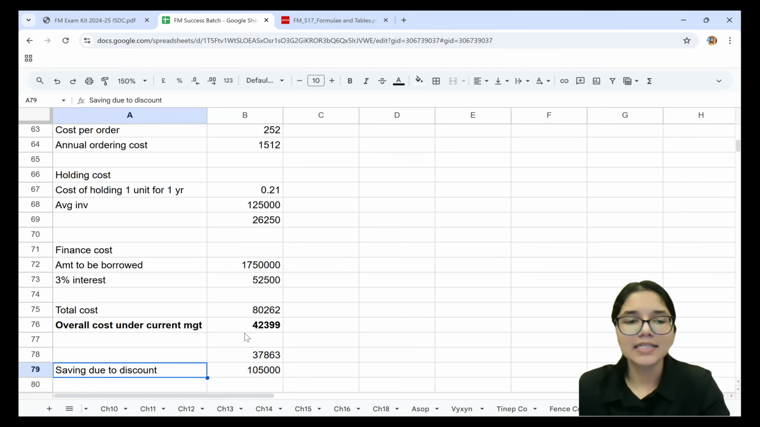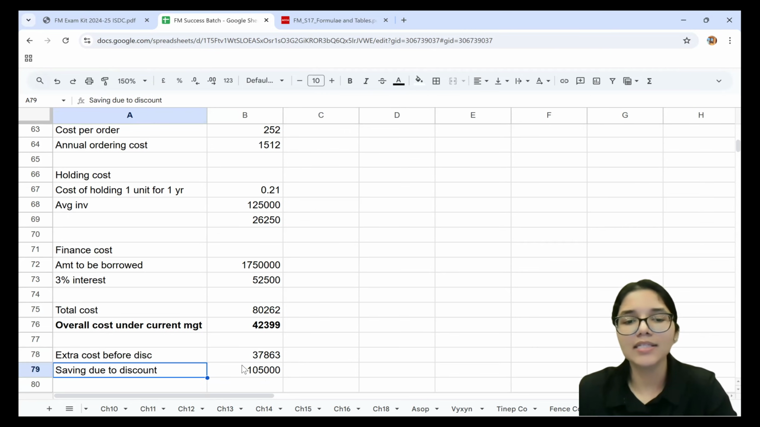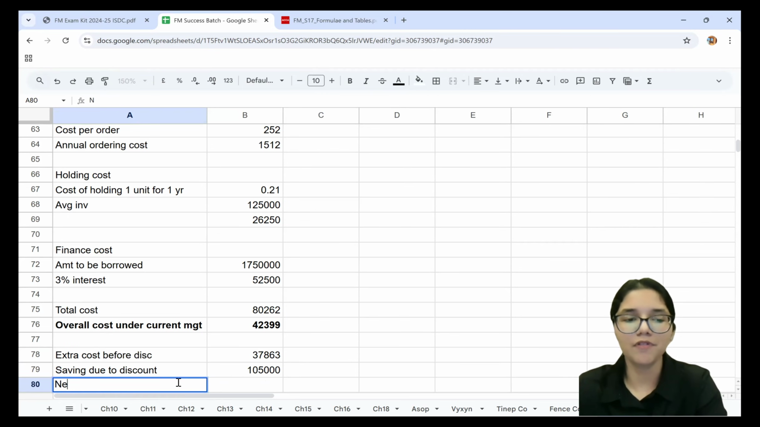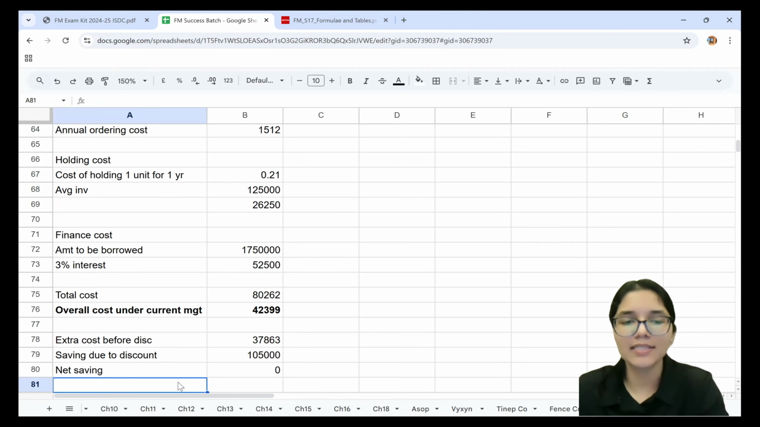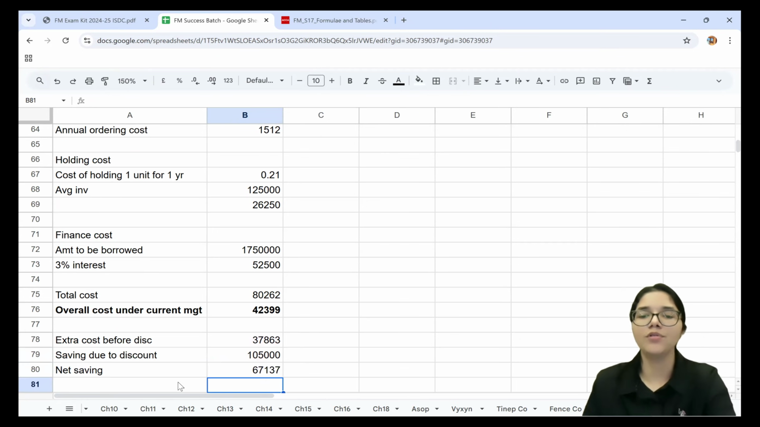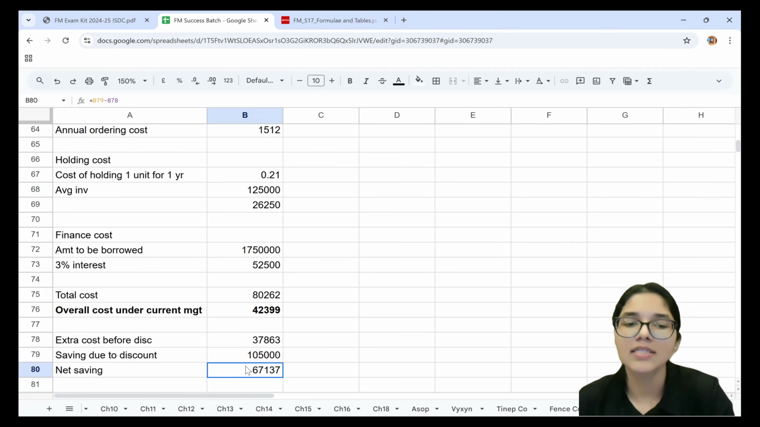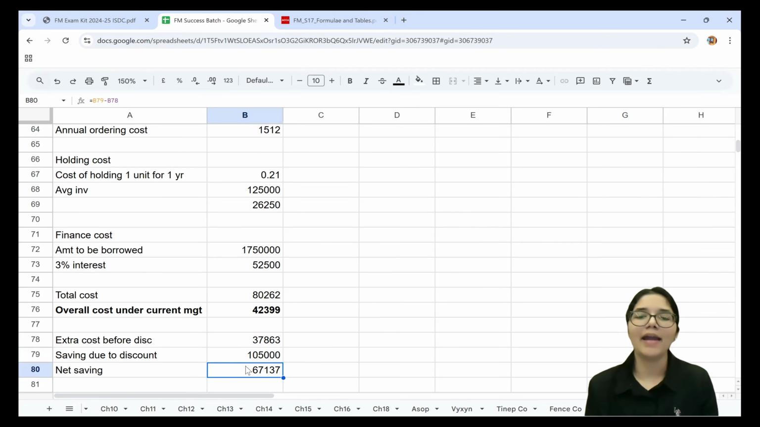So now this is the extra cost before discount, and then when you consider the discount benefit, you can find out a net saving because of the discount. How much will be your net saving? It will be the difference between both of these figures. This will come out to $67,137. So this is the amount of money which you will end up saving because of the bulk order discount that you are thinking to accept.